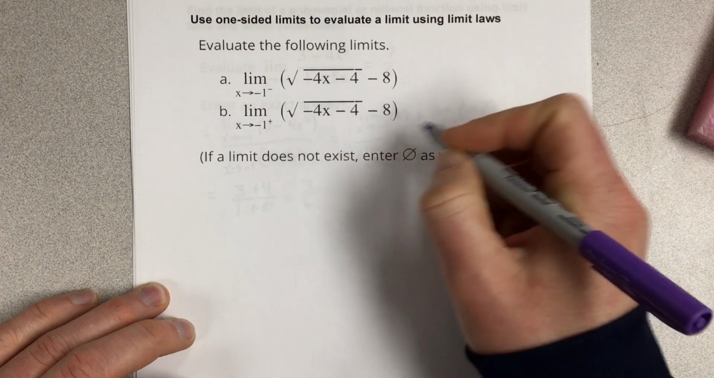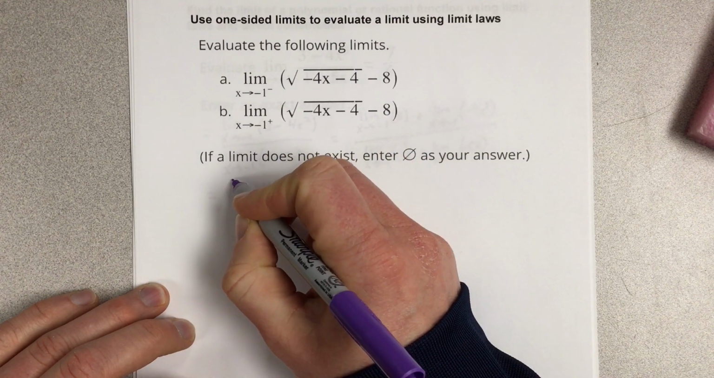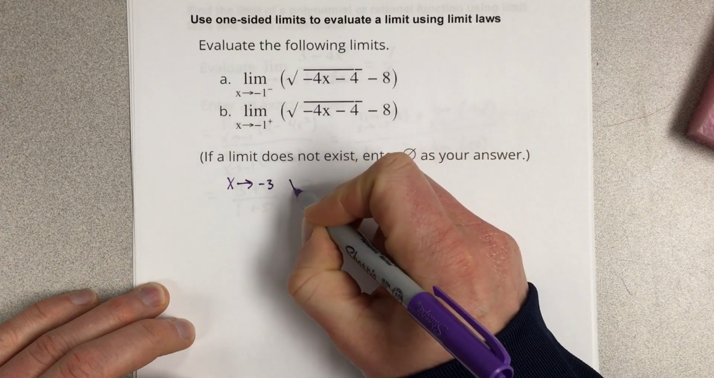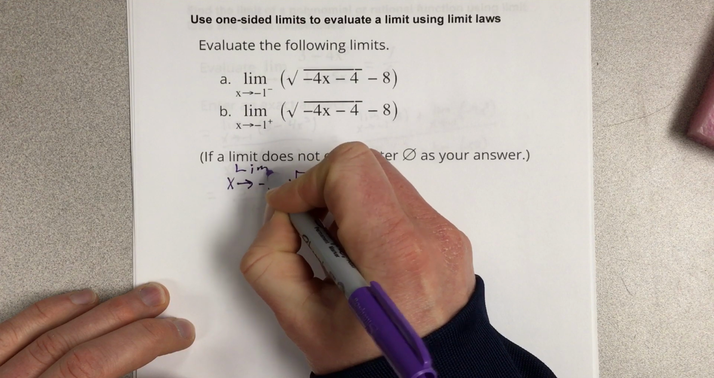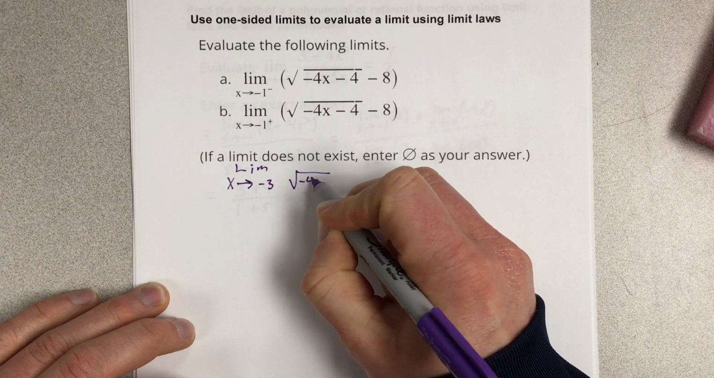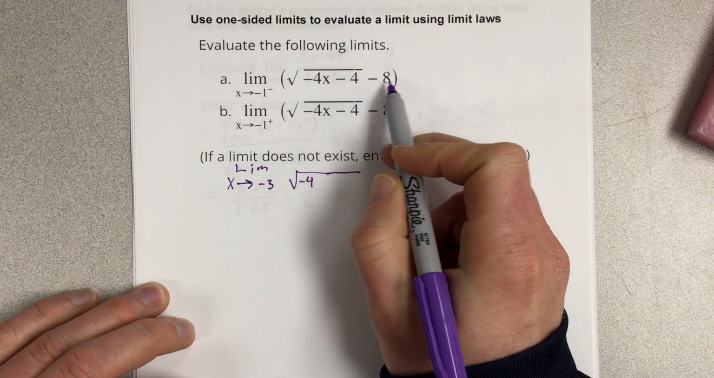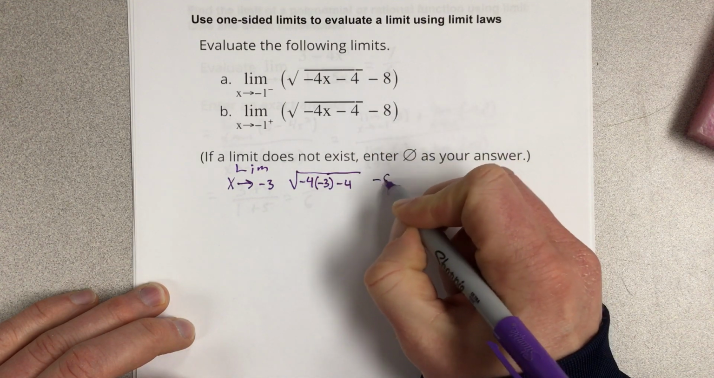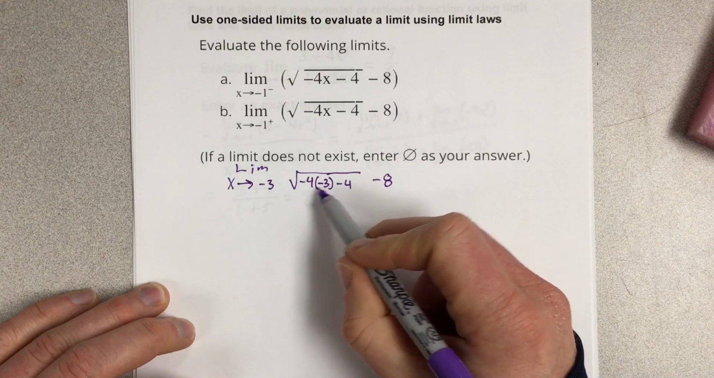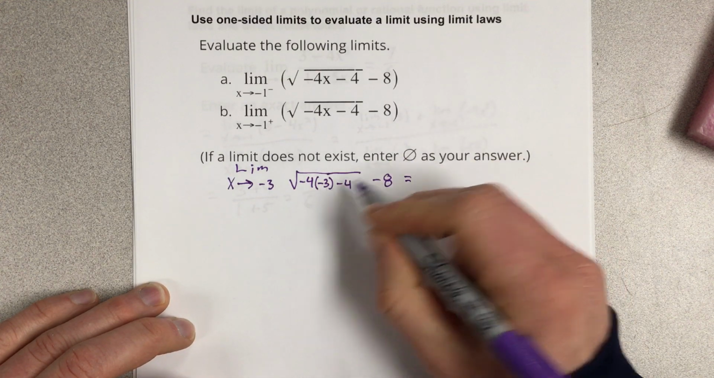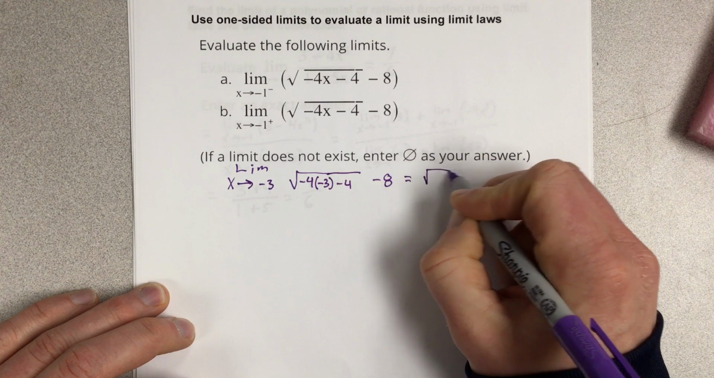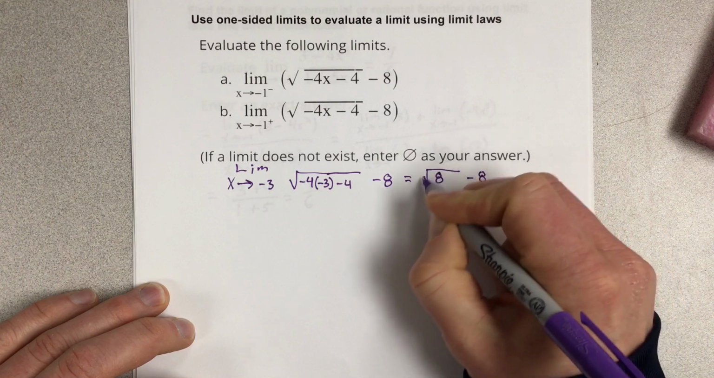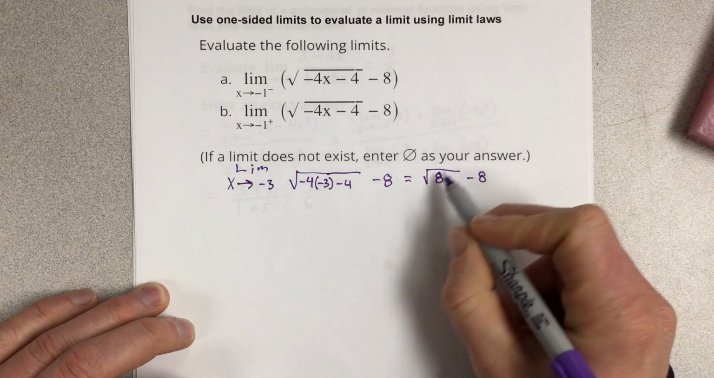from the negative side. So let's first look at what the x value as x approaches -3 looks like for that function. So we're going to say the limit as x approaches -3 for root of -4x minus 4, minus 8. So we're going to plug in -3 here. We would end up with 12. So we'd have root of 12 minus 4, which would be root of 8 minus 8. Okay, we get a solution. It'll be an irrational solution.